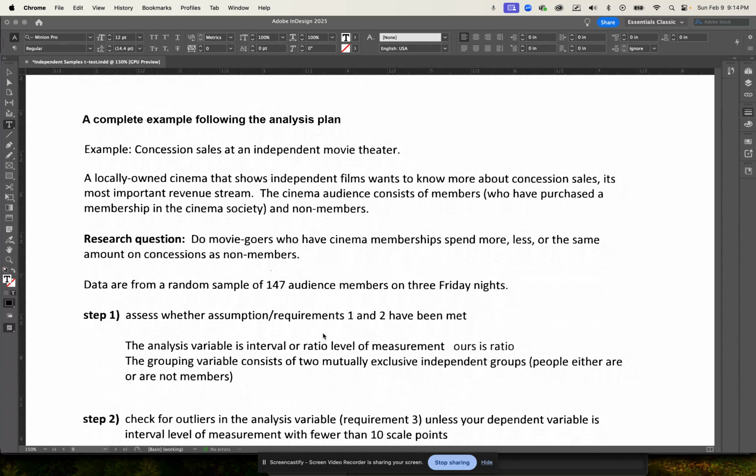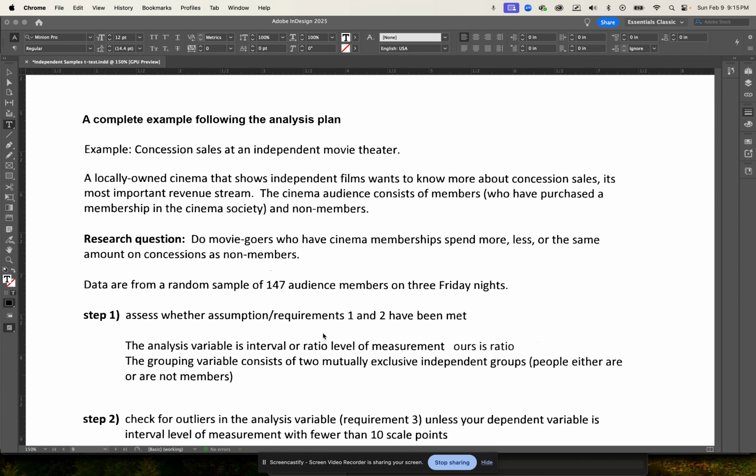Step one is to assess whether assumption and requirements 1 and 2 have been met. So recall that it's about looking at our analysis variable and our grouping variable. The analysis variable should be interval or ratio. And in our case, it's ratio because we're looking at concession sales. And then the grouping variable, well, there are two groups and they're mutually exclusive because you're either a member or you're not a member. So step one, good to go.